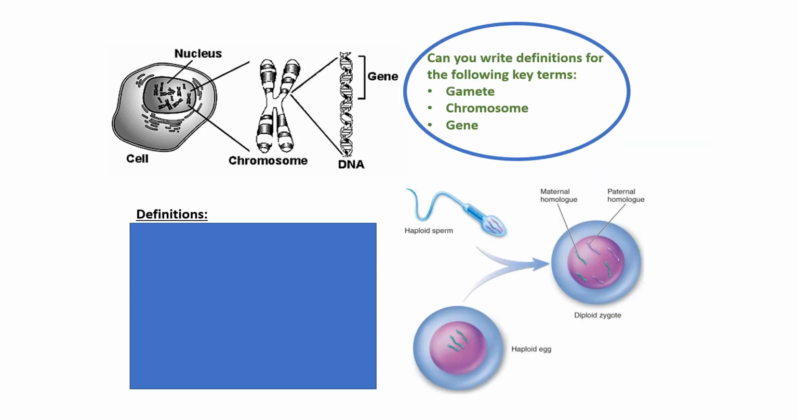Can you write down the following key terms: gametes, chromosomes, and genes? Let's pause the video and write them down now. Here you go, the definitions on the screen. Now check your answer.